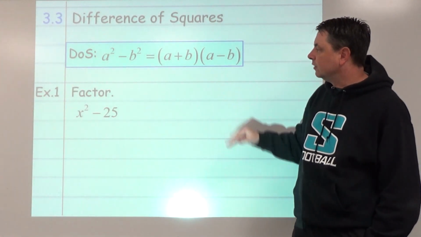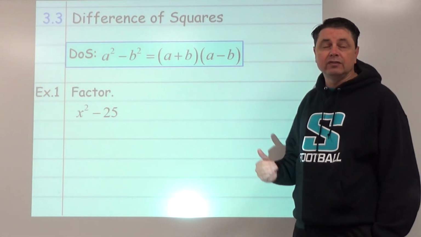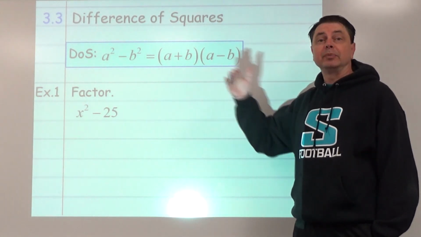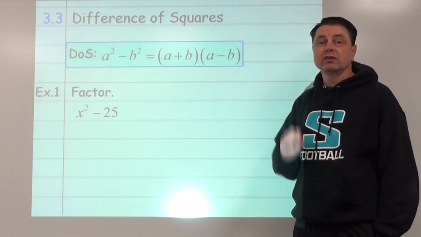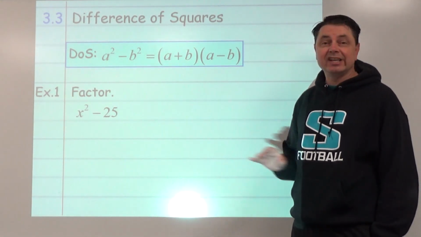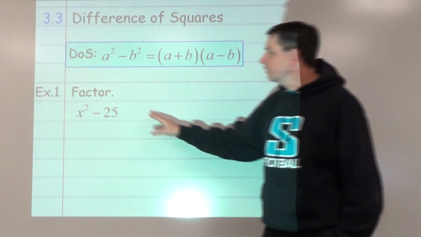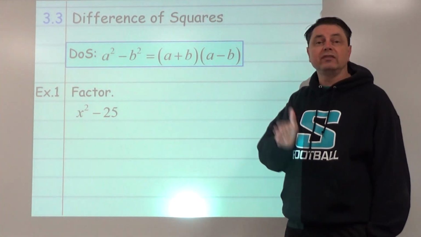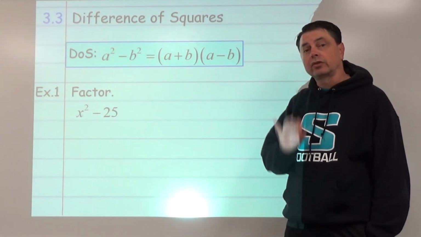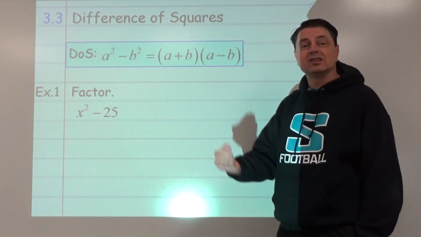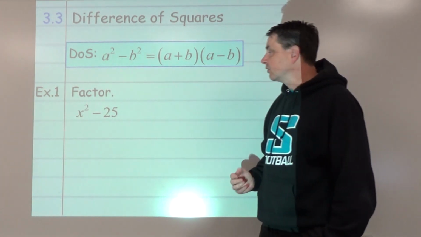So example number 1, factor x squared minus 25. You want to be able to recognize that it might be a difference of squares. First and foremost, always, is there a GCF? In this case, no. Then we're looking for, is it a difference of squares? Because it's two terms. In our previous lesson, we learned three terms. This one, if it's two terms, our only option at this point is, is it a difference of squares?